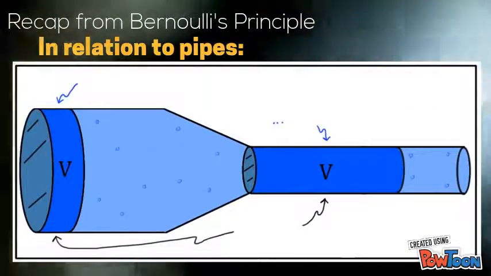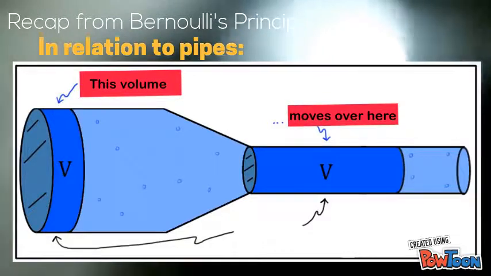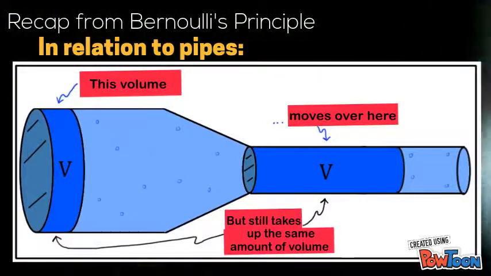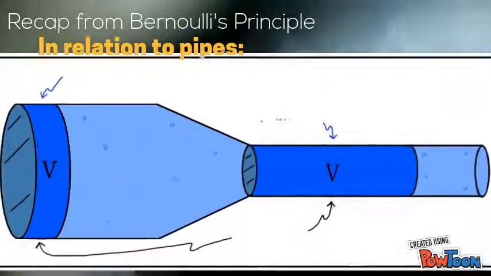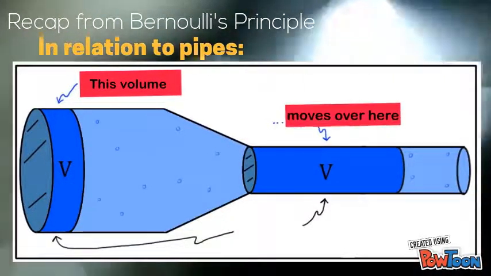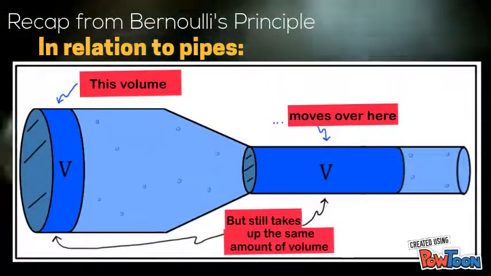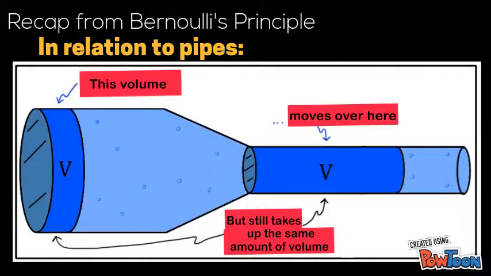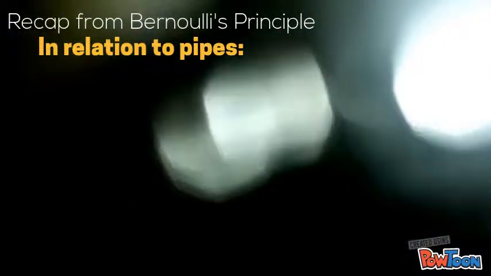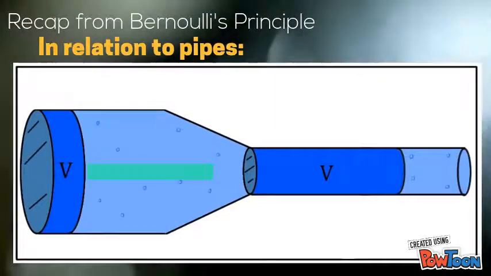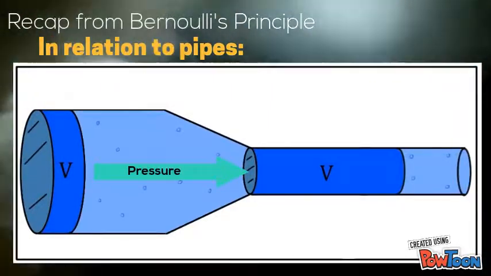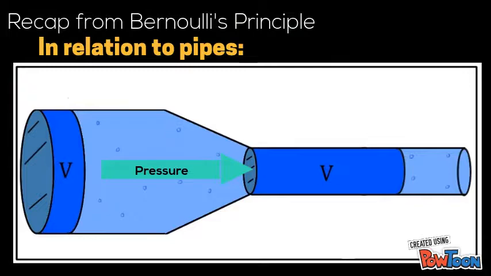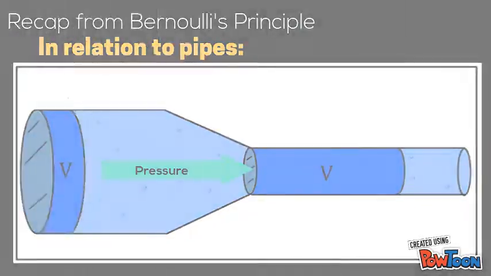Let's take a recap of the application of Bernoulli's principle in relation to pipes. As fluid moves from a wider pipe to a narrower one, the volume of the fluid that moves in a given distance in a given time period does not change. But since the width of the narrower pipe is smaller, the fluid must move faster, that is, with greater pressure, in order to move the same amount of fluid the same distance in the same amount of time.